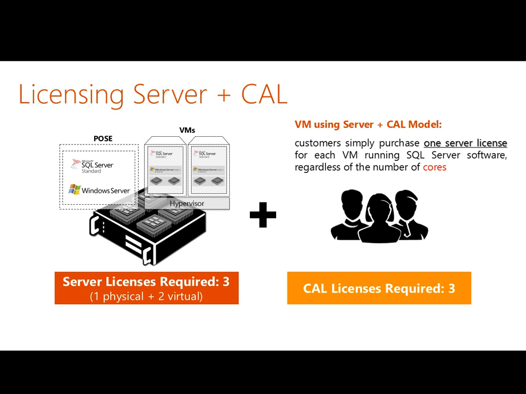So customers simply purchase 1 server license for each VM and the physical server running SQL software, regardless of the number of cores. We don't count the number of cores, we don't count the number of processors. It's 1:1.